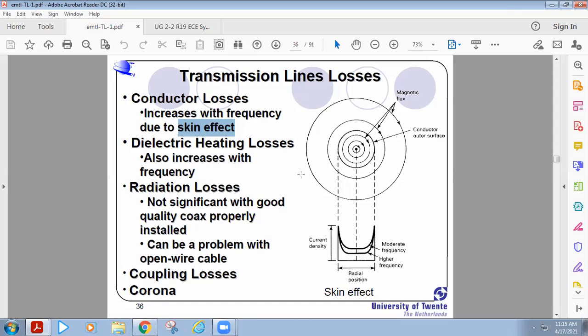Next one is the radiation losses. Radiation losses, I already told you, what is the difference between network theory and electromagnetic wave concepts. Why the losses are very low at low frequency, and why they increase with increase in frequency. That is the radiation losses. Of course, radiation losses are not significant with good quality coax properly installed. With proper installation on the surface, there is a possibility of reducing the radiation losses.